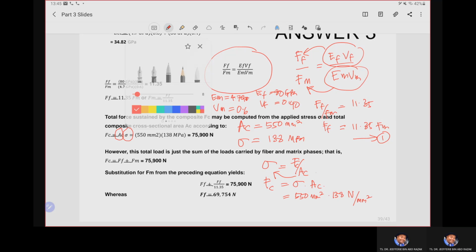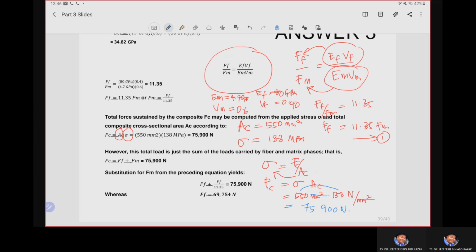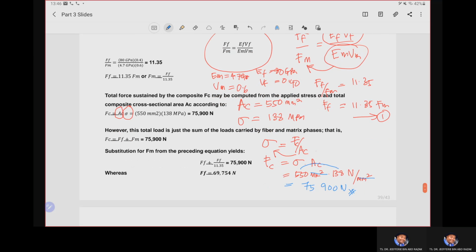We can cancel the millimeter squared here, and then multiplying 550 by 138, we get about 75,900 Newton as our answer. So we understand that FC equals FF plus FM, because whatever force is loaded to the fiber plus whatever force is loaded to the matrix equals the overall force loaded to the composite. So we already have this equation, FF equals 11.35 FM.